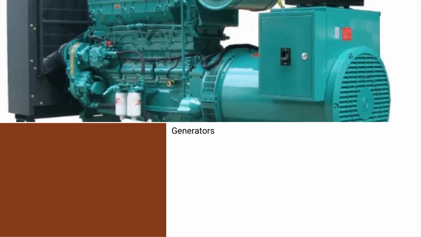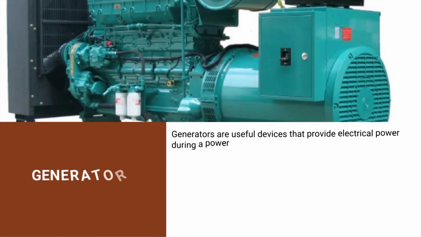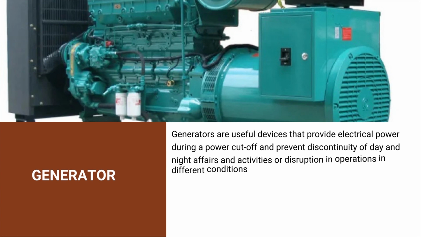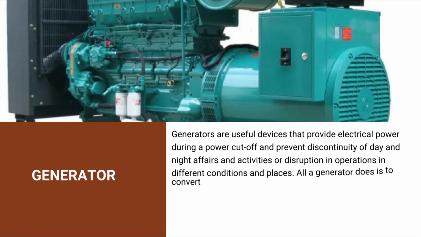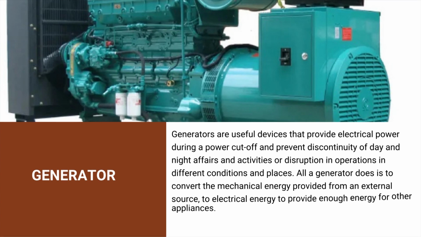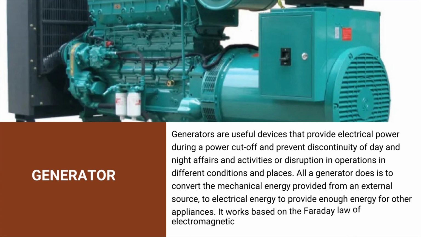Now, let us discuss the generator. Generators are useful devices that provide electrical power during a power cutoff and prevent discontinuity of day and night affairs and activities or disruption in operation in different conditions and places. All a generator does is convert the mechanical energy provided from an external source to electrical energy to provide enough energy for other appliances. It works based on Faraday's law of electromagnetic induction.